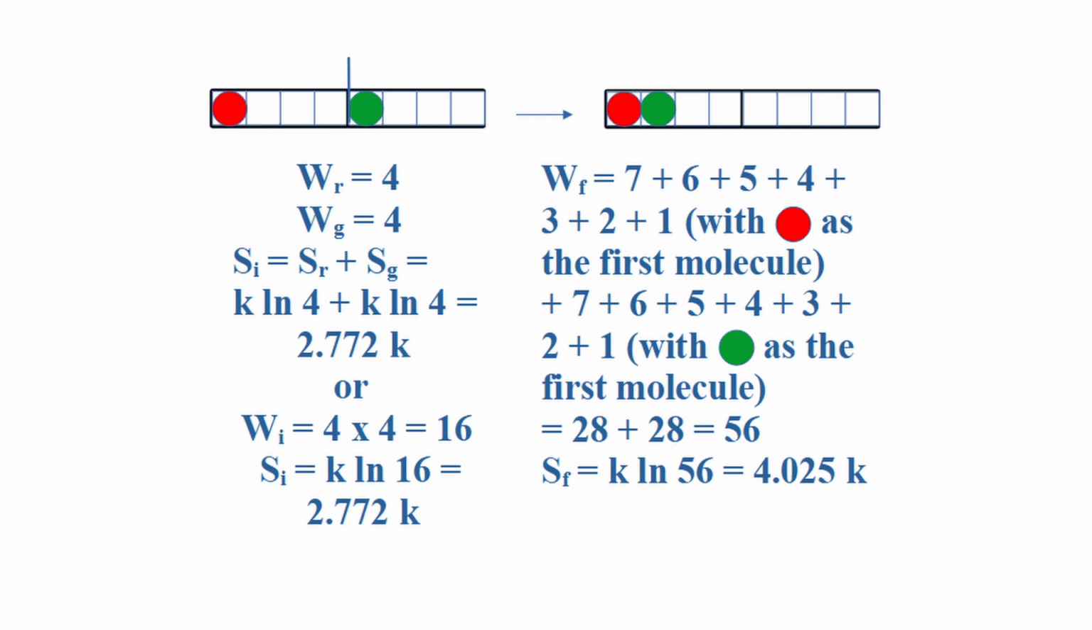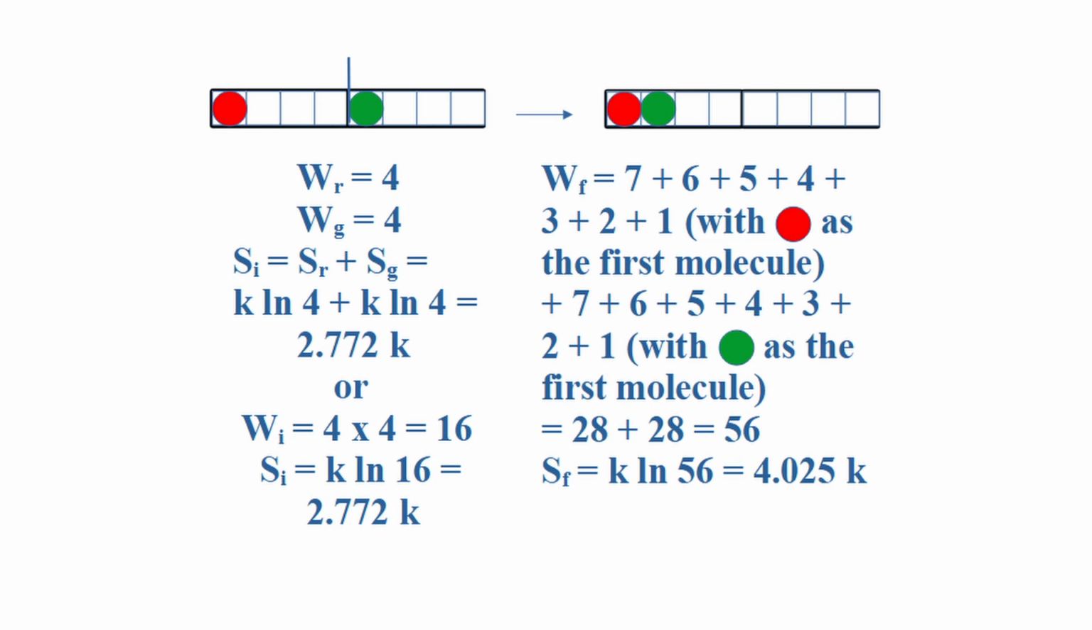Si equals Sr plus Sg, equal to k ln 4 plus k ln 4, which is 2.772 k. Or alternatively, Wi equals Wr times Wg, equal to 16. Therefore, Si equals k ln 16, equal to 2.772 k.